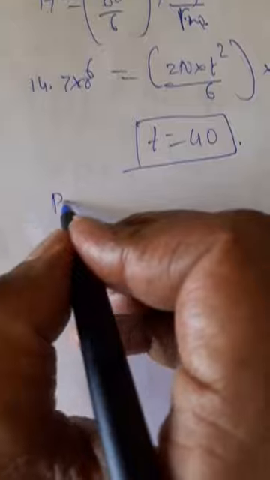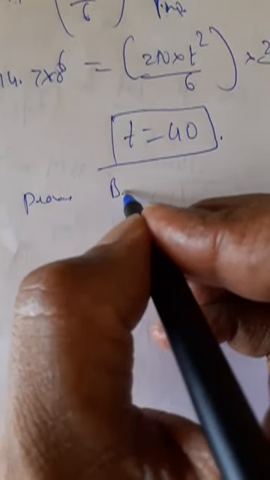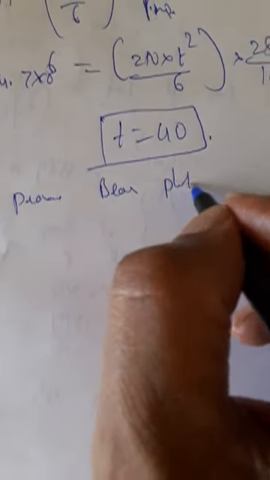Hence, provide bearing plate of dimension. Now, what should be the dimensions of bearing plate?